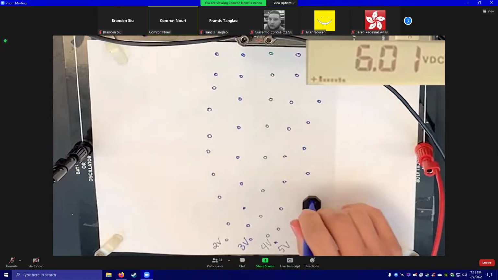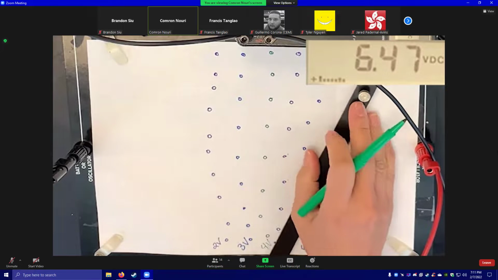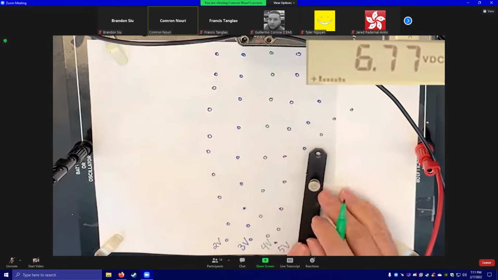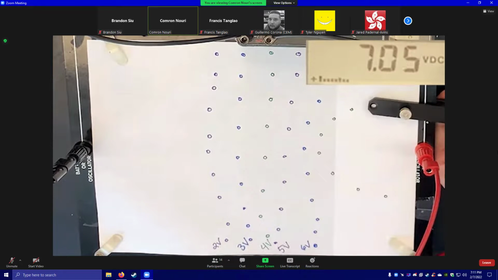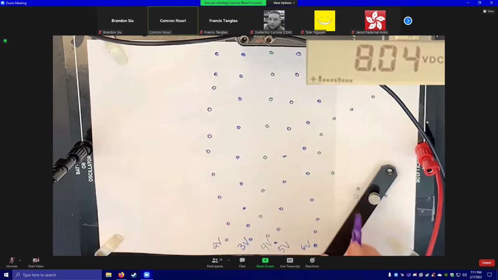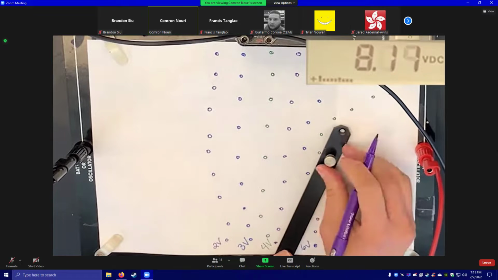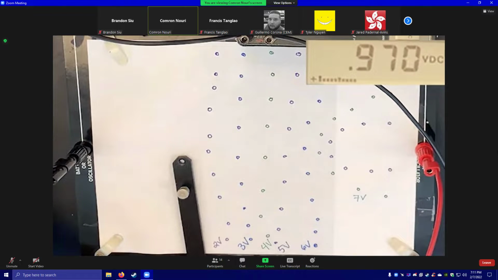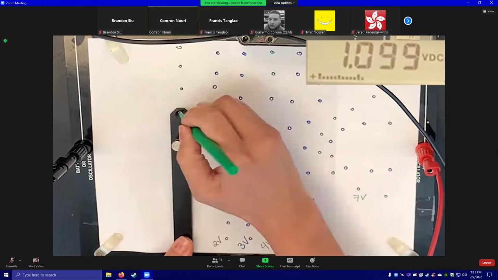This is all at 7 volts. Oh, this is 6 volts. 7 volt is right around here. These are 7 volt points. And now she's doing 8 volts. And then I think she's doing a 1 volt line too. Yeah, okay.